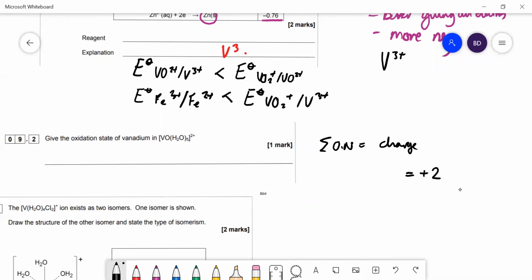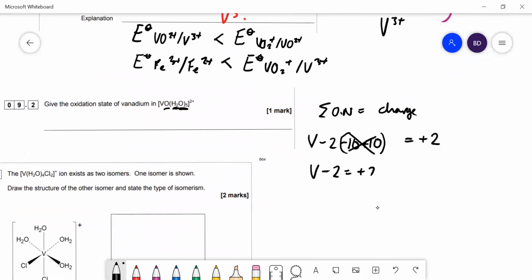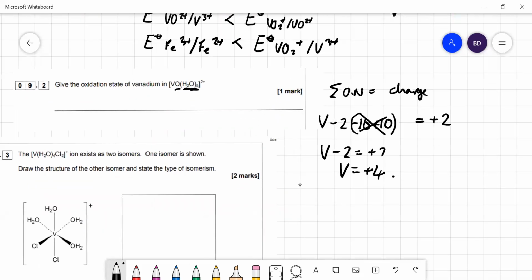The vanadium, we don't know. We've got this oxygen, so that's -2. We've got these 5 oxygens here, so that's -10. And then we've got 10 hydrogens, so that's +10. So what's going to happen to those lot? They cancel out. So we get V - 2 is equal to +2, so V is equal to +4. It's +4 oxidation state.